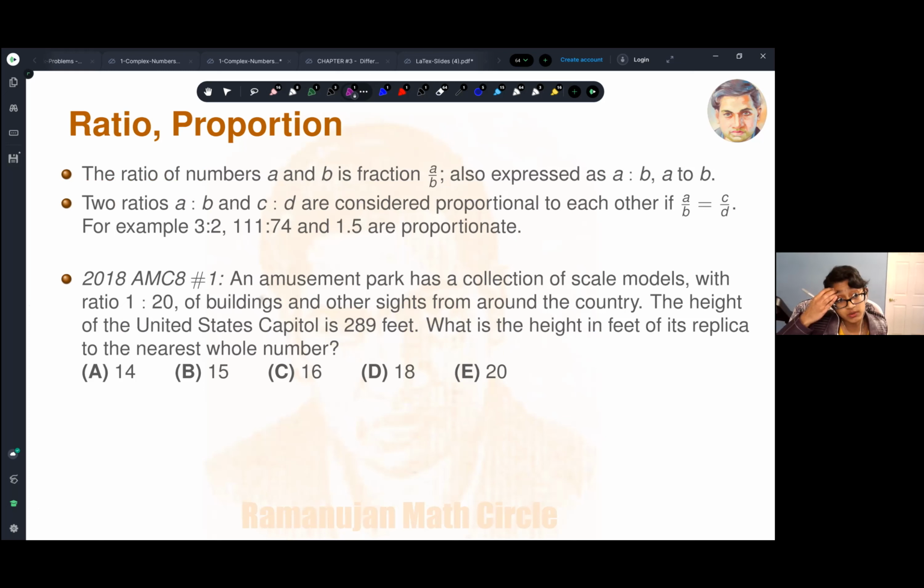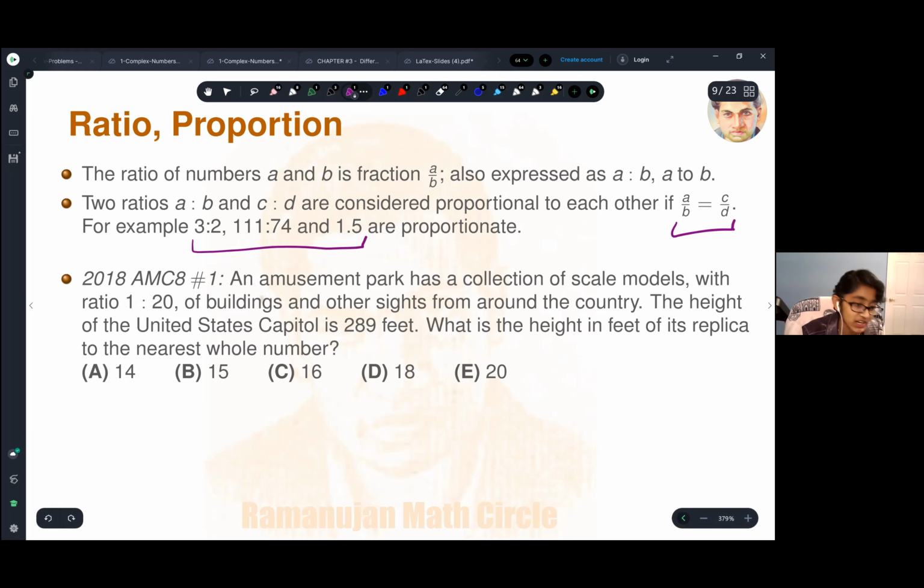All right, let's go into ratios and proportions. In essence, a ratio of two numbers is like A over B. It's like a fraction. You can also say it as A colon B or A to B. And two ratios, A to B and C to D, are considered proportional if the fractions represented this way are equivalent. What this means is that both their simplest forms are the same. And as a matter of fact, these are actually the same.